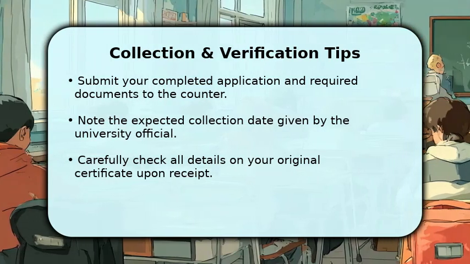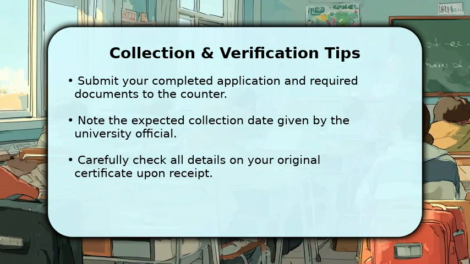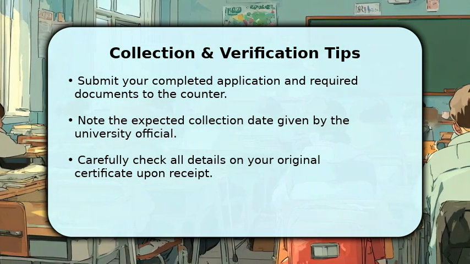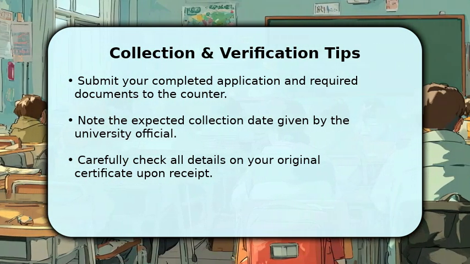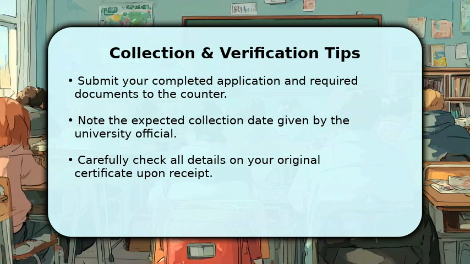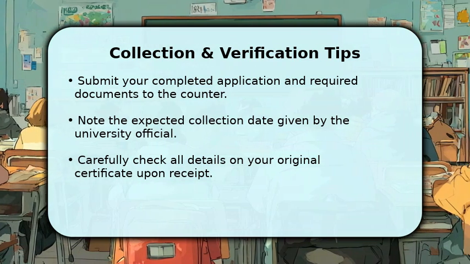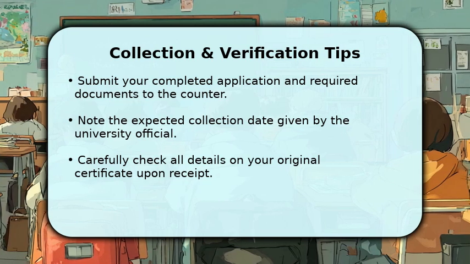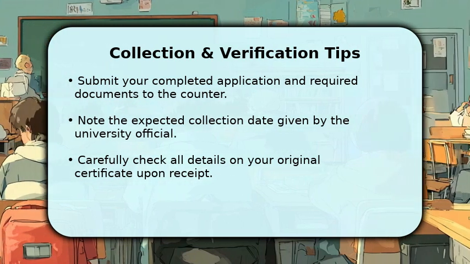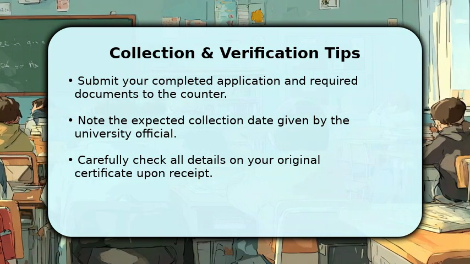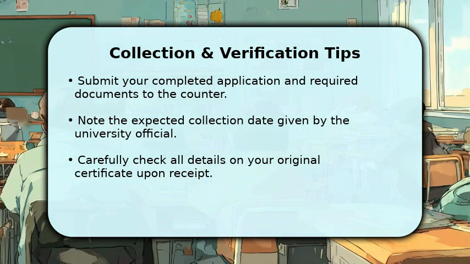Once your application is submitted, the university will process it. You will typically be given an approximate collection date, usually within 7 to 10 working days. When you collect your original certificate, carefully inspect every detail: your name, roll number, course, and graduation year. Ensure there are no spelling errors or factual inaccuracies. If you find any discrepancies, report them immediately to the issuing authority at the examination branch for prompt correction.